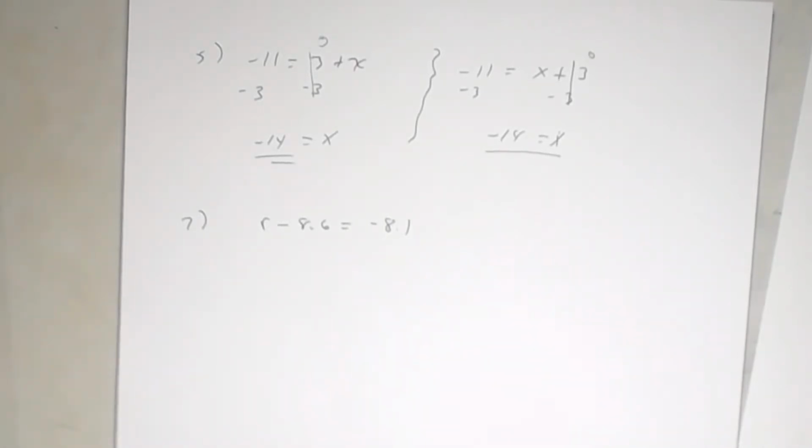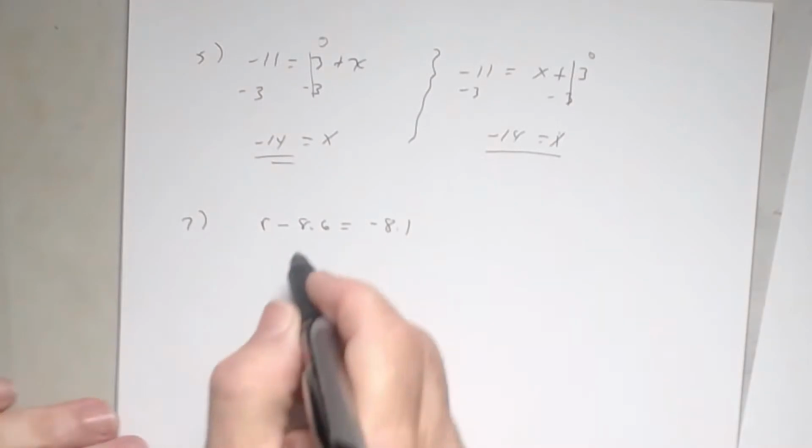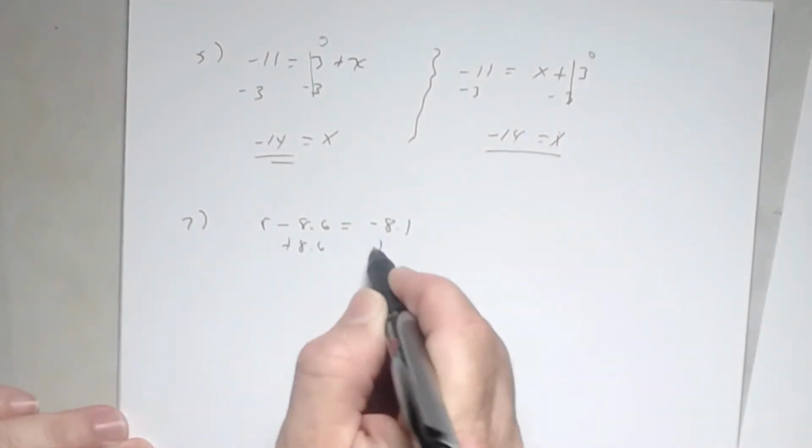So what is that one step you're going to show? Addition. Okay, but tell me that step. You're going to do what? Add 8.6. You're going to add 8.6 to both sides. So it's going to look like this. This is what you're going to show.